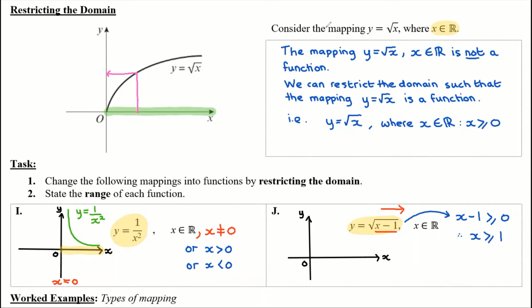The graph that I haven't sketched, of course, is here. So it's going to go something like that. So this would be y equals the square root of x subtract 1. And it's going to have an intercept at 1. So it's the shift of the graph above 1 unit to the right.